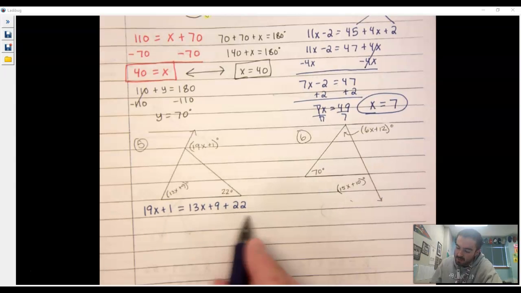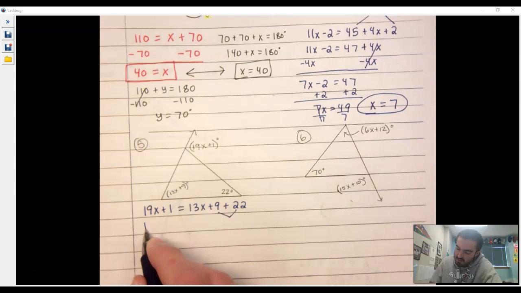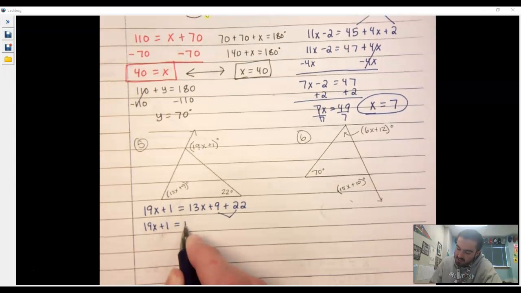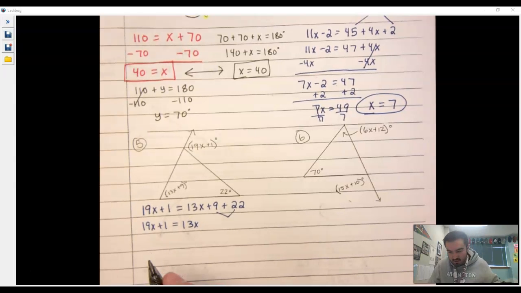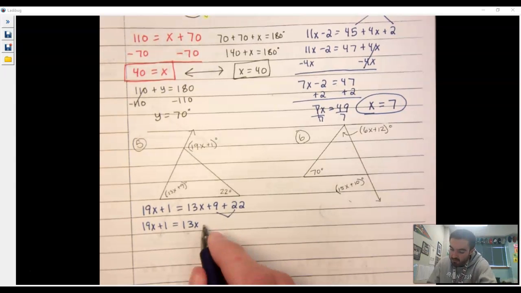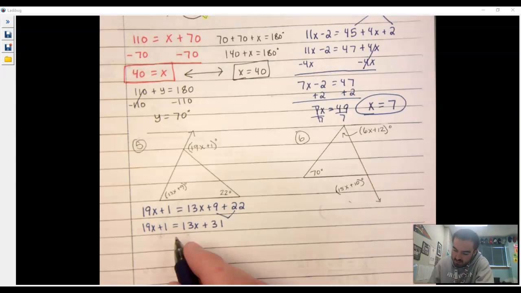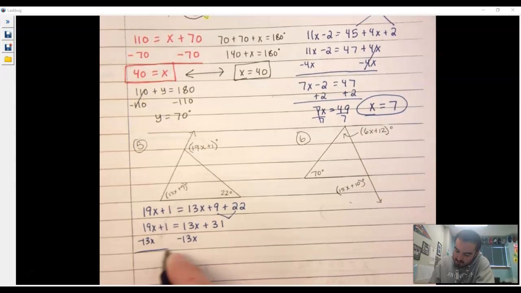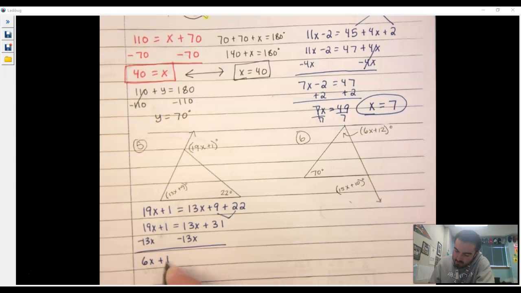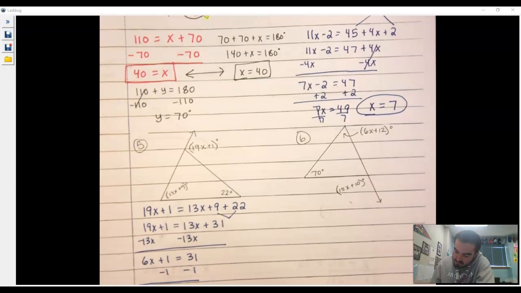Okay. Again, we need to combine like terms. I'll keep 19x plus 1. That doesn't change. 13x plus 9 plus 22 would be 31. Keep going. We want all my x's on one side. So I'd subtract 13x on both sides. I would be left with 6x plus 1 equals 31. Subtract by 1 on both sides. 6x equals 30. And then we've done this a million times.